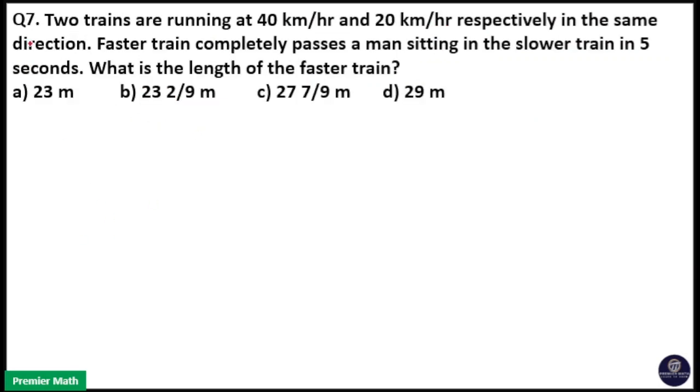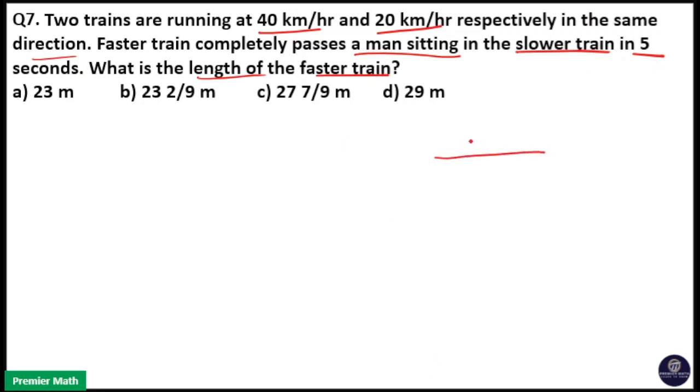Next is question number 7. Two trains are running at 40 km per hour and 20 km per hour in the same direction. The faster train completely passes a man sitting in the slower train in 5 seconds. What is the length of the faster train?